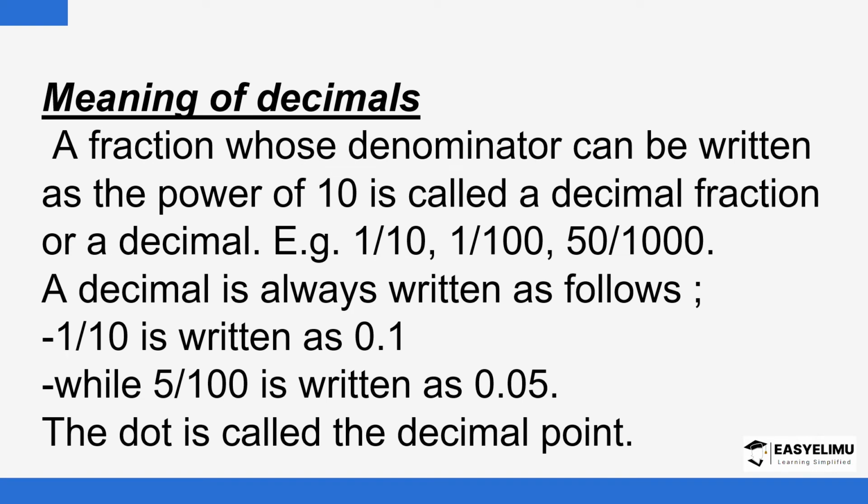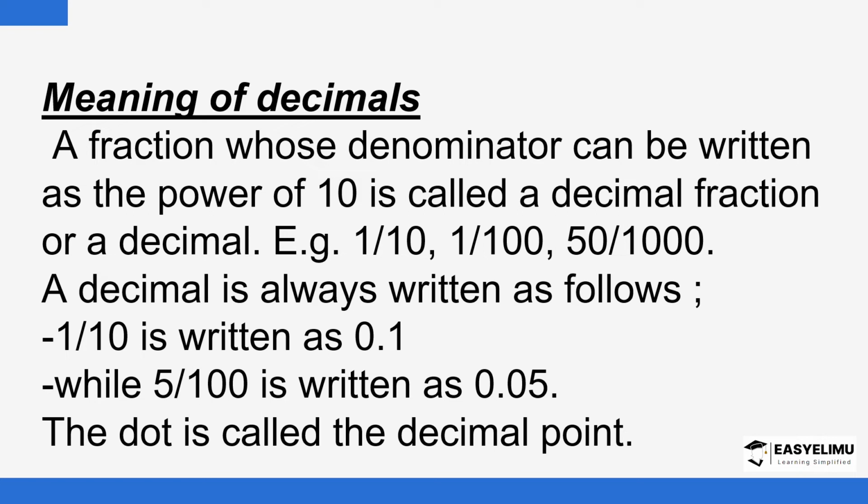So what does it mean when you talk about a decimal? The definition of decimal is a fraction whose denominator can be written as a power of 10. So you can call it a decimal fraction, or you can just call it a decimal. But the definition is as written there. A fraction whose denominator can be written as a power of 10. And you can see examples. 1 over 10, which is 0.1, 1 over 100, as long as the denominator can be written as a power of 10. That is 10, 100, 1,000, 10,000, and so on and so forth.